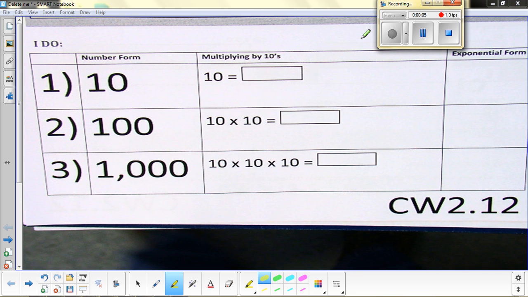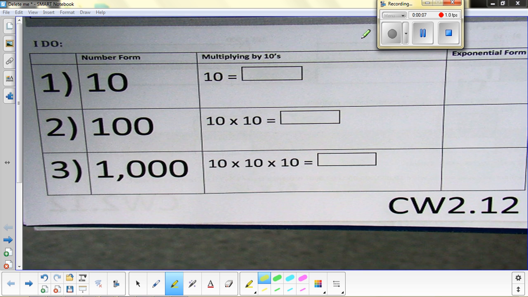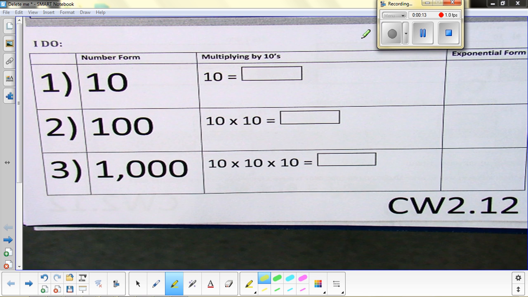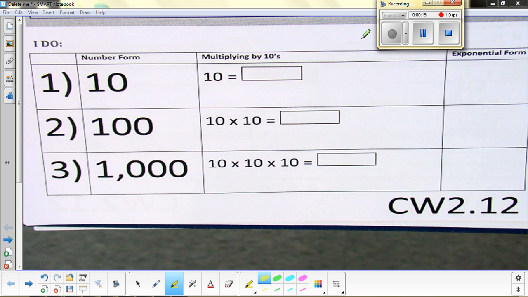Sometimes when we have to write numbers that are really long, we can shorten them down by using something called exponents. Everybody say exponents. Yeah, and we call that exponential form when we write things with exponents. And we call it, over here in this box, exponential form.